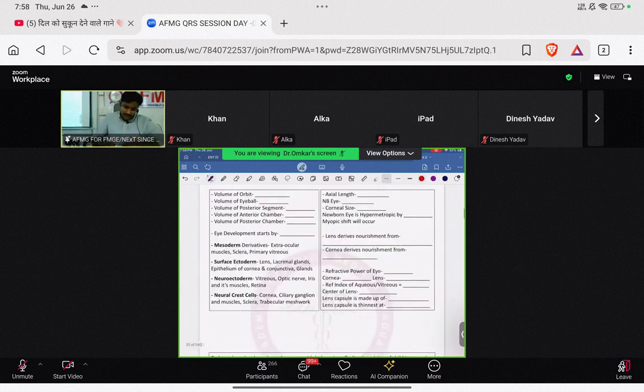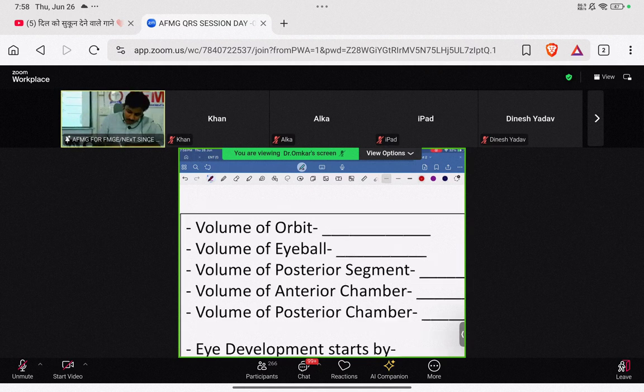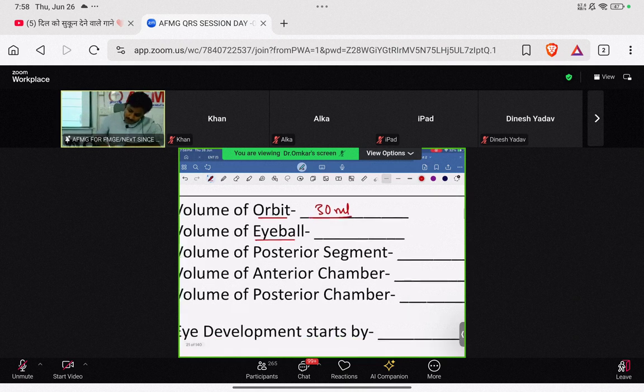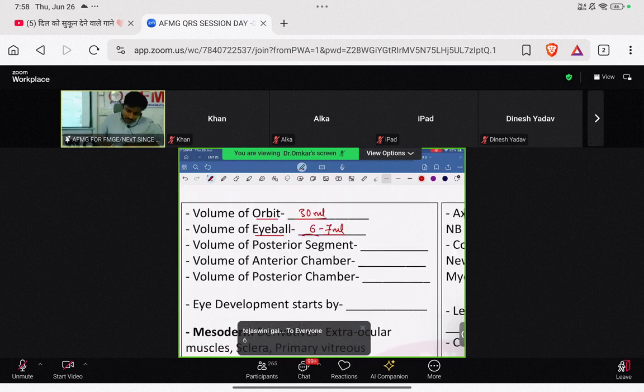Now let's talk about some one-liners beta in ophthalm. तो one-liners की अगर मैं बात करूँ, first is volume of orbit, so we know beta the total volume of orbit is around 30 ml beta. Total volume of orbit is 30 ml. How much is the volume of eyeball? The volume of eyeball is approximately 6 to 7 ml beta. So 6 to 7 ml is the usual volume of eyeball.